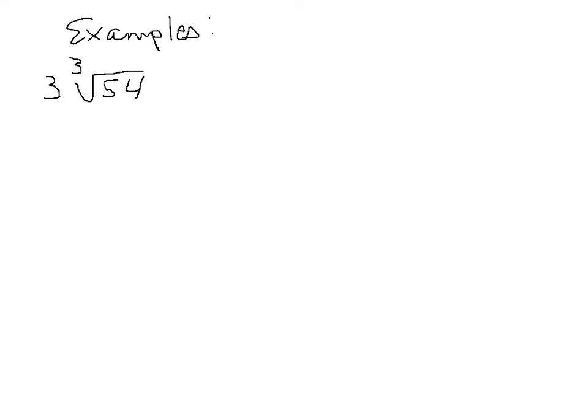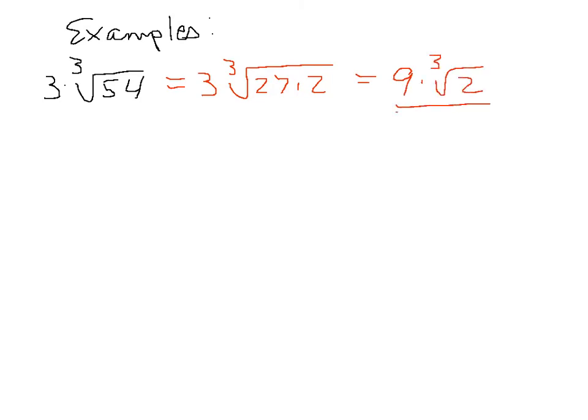So for example, here's a fairly simple problem. Suppose we have 3 times the cube root of 54. Well, just as before, what we want to do is take 54 and write it as the product of a perfect cube and whatever else works to give you 54. That's going to be 27 times 2. The cube root of 27 is 3. 3 times 3 is 9, so this is going to be 9 times the cube root of 2. Follow that? Skipped a couple of steps, but you guys are getting smarter now.